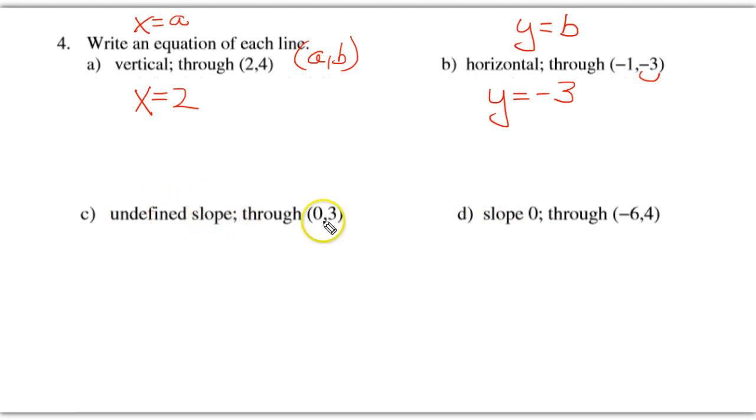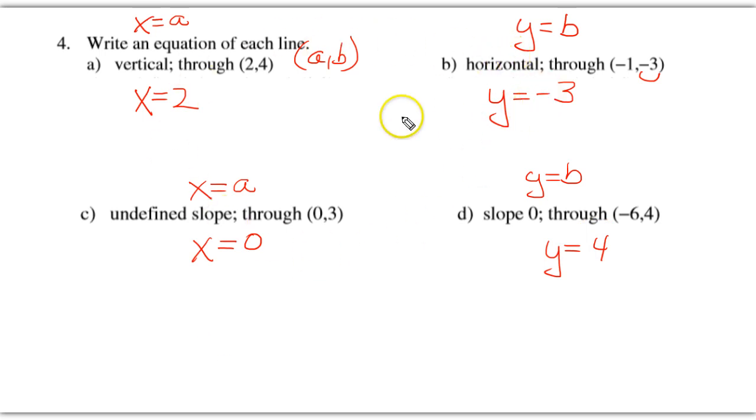Undefined slope. That's a vertical line. X equals a. What's in the a position? X equals 0. Here our slope is 0. What equation is that? Well, y equals b. What's in the b position? Y equals 4. Again, if you are familiar with this, it's a really useful way to get to some of these things and get some answers that are not as tedious as the ones we had before.